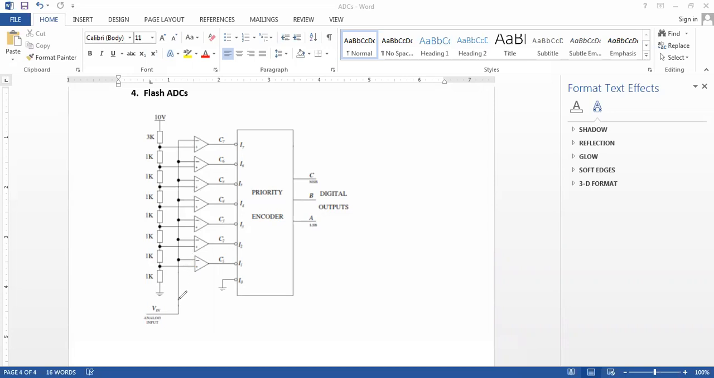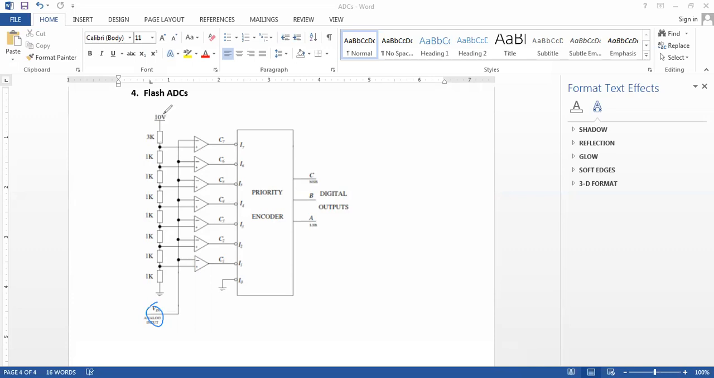The analog input signal is connected to the negative terminal of our comparators, as you can see. So this is our analog input voltage, which is fed into the negative input terminals of our comparators. Then we have a resistor network to obtain a set of voltages by the voltage divider theorem.